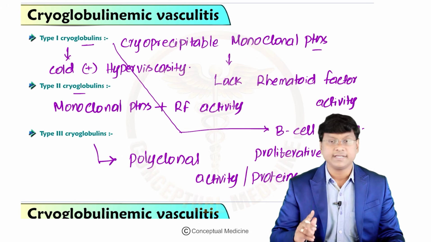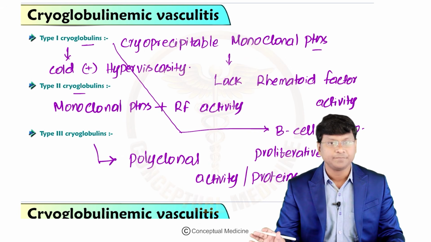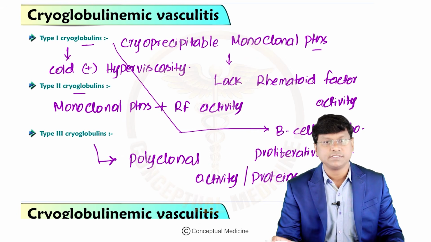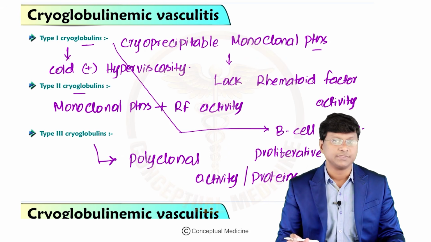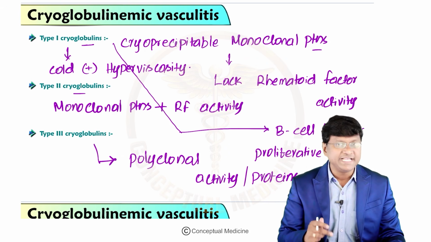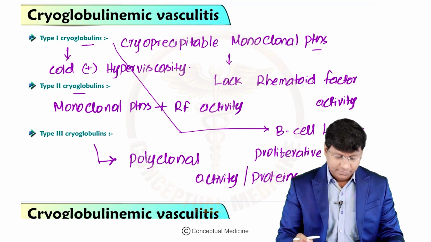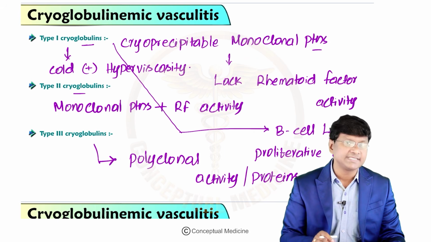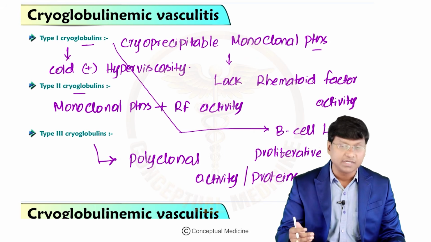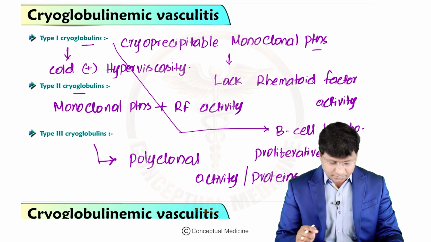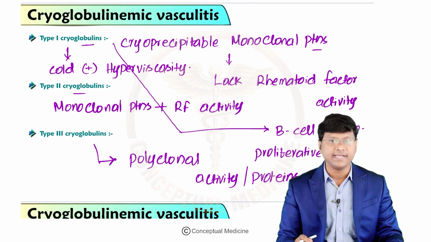Type 1 cryoglobulin is a monoclonal protein, it doesn't have rheumatoid factor activity and does not cause vasculitis. It causes only cold-induced hyperviscosity syndrome and is associated with B-cell lymphoproliferative disease. Whereas type 2 is a monoclonal protein with rheumatoid factor activity and it causes vasculitis. Whereas type 3 has polyclonal protein activity.